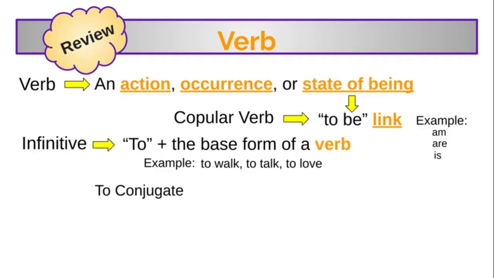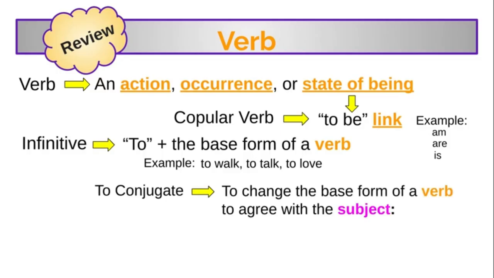To conjugate means to change the base form of a verb to agree with the subject in person, number, and tense. Remember, for the subject and the verb to agree in a sentence, they must agree in person, number, and tense. When we change the base form of a verb, we conjugate the word. We change the form so that it can agree in person, number, and tense.